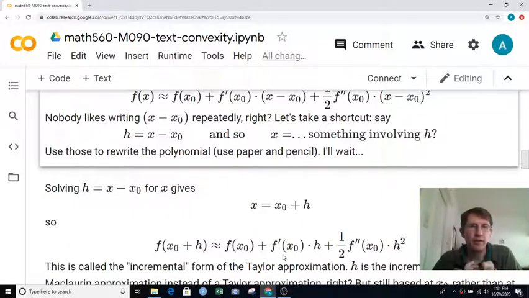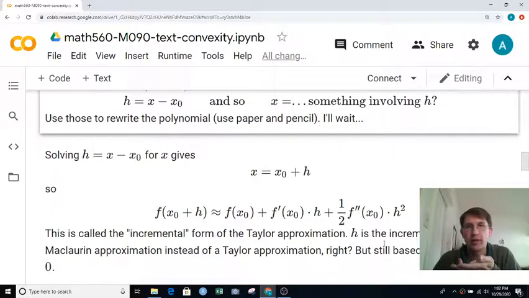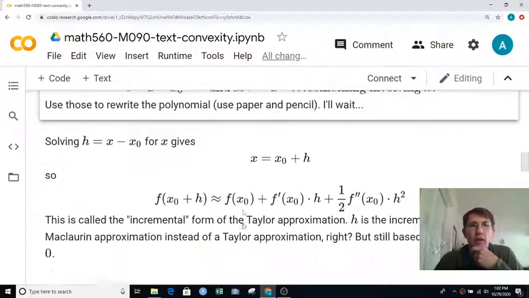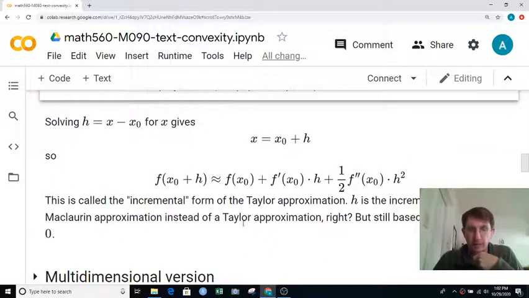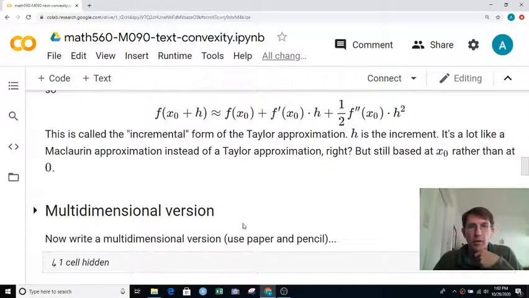And you might get the feeling that it's like Maclaurin series, because there we just had an x here and an x squared, and it basically is, but with our base at x0 instead of at 0 like it is for Maclaurin. So it's a nice kind of happy medium between Taylor and Maclaurin. So that's the single-dimensional version. Let's think about the multi-dimensional version.